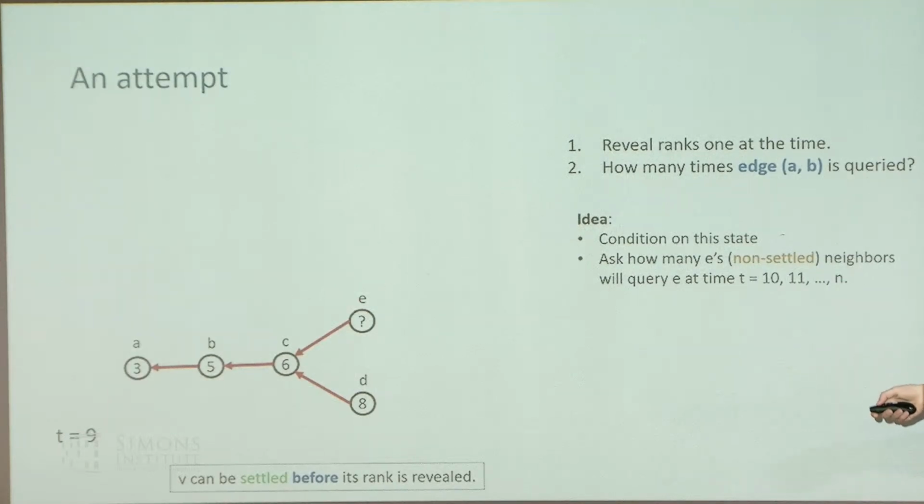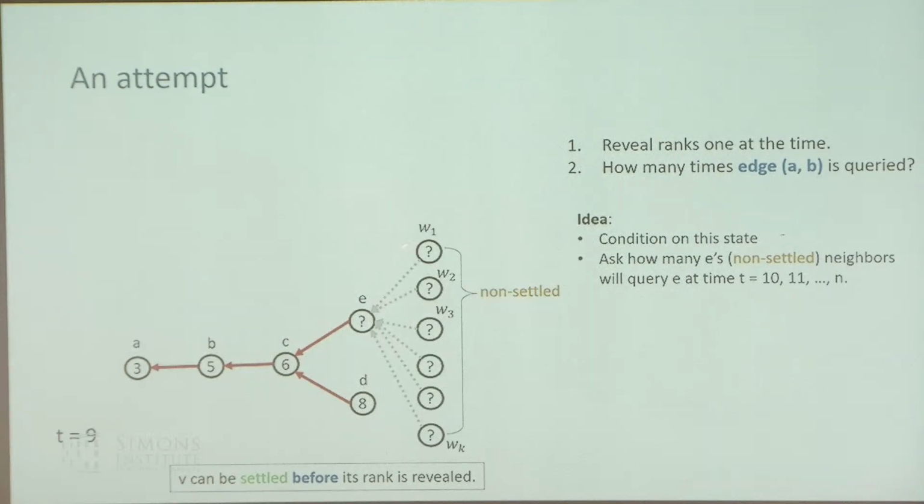So we are again taking a snapshot of this situation, in this case after time t equals 9, and then we want to argue something. So now I want to show you how this can go wrong, and then we will fix this. The situation when this is really bad is when E, so we still don't know the rank of E, but E has many neighbors, and even assume that they're only connected to E, which are not settled. We don't know their ranks. We don't know the rank of E.